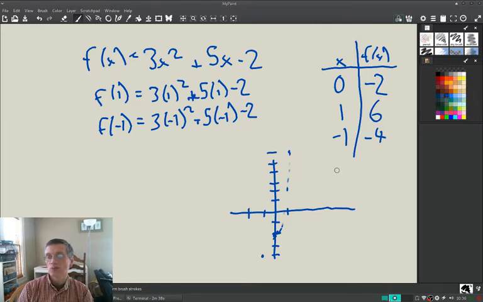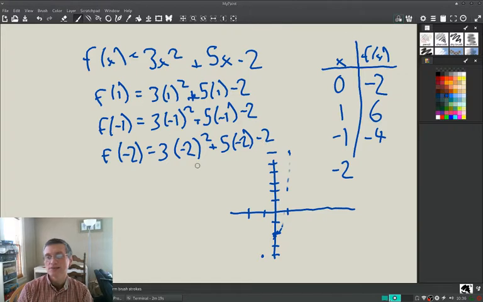Just for fun, let's try minus 2. This can get a little tedious. That's why we have all these tricks for finding out what these things look like very quickly, to save you some time. But it's not that tedious here. It's pretty instructive. Let's see, minus 2 squared is 4, so this is 12. Minus 10, minus 2. It turns out to be 0. Well, that's pretty nice. This is a point on it here.